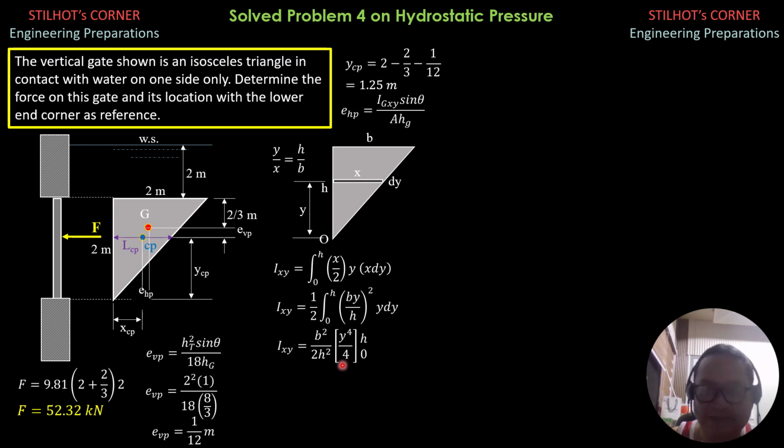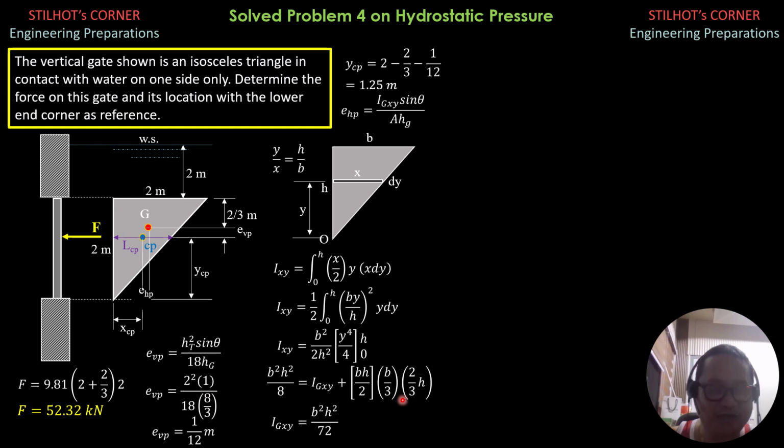So substituting limits, the value of Ixy is b squared h squared over 8, and this is equated to Igxy plus area times xg yg. So b squared h squared over 8 equals Igxy plus the area of the triangle, bh over 2. Xg is just b over 3, while yg is 2/3 of h. So we can now derive Igxy. It is 1/8 minus 1/9, and therefore it is positive b squared h squared over 72.